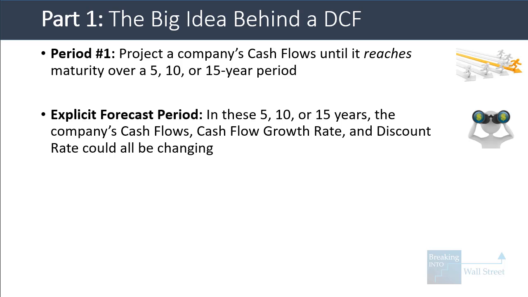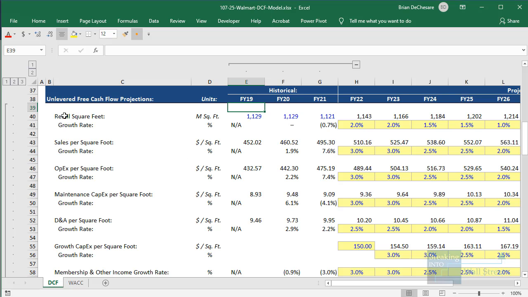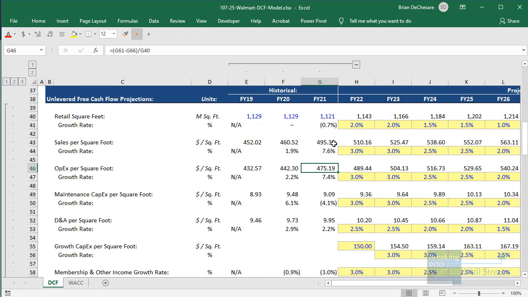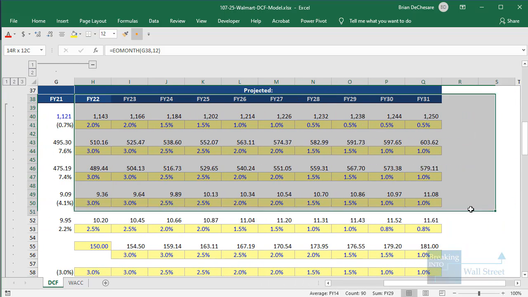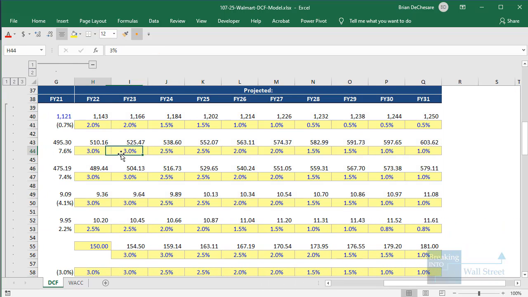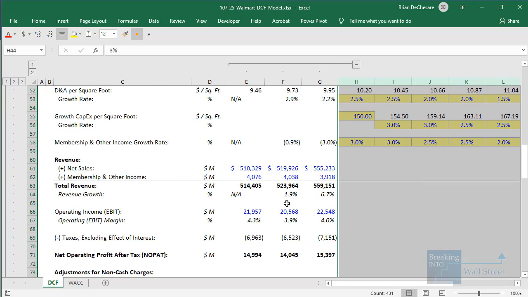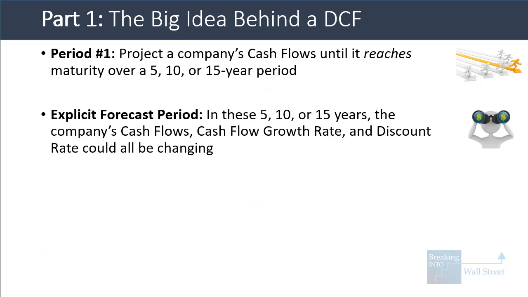This is called the explicit forecast period, and in this time, the company's cash flows, its cash flow growth rate, and its discount rate could all be changing. When you open up a DCF analysis, this is what you typically see when you have the unlevered free cash flow projections, or just the free cash flow projections, whatever they call them. You'll have a 5 to 10 year period here where you try to project what the company will look like over that time, and that is the first key part of the analysis right here.